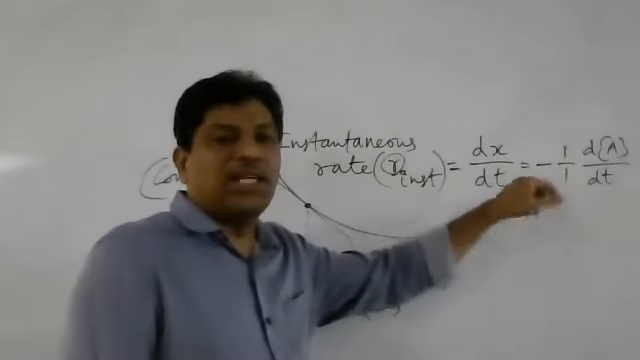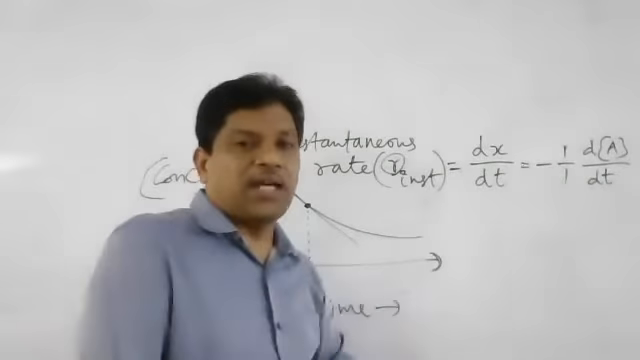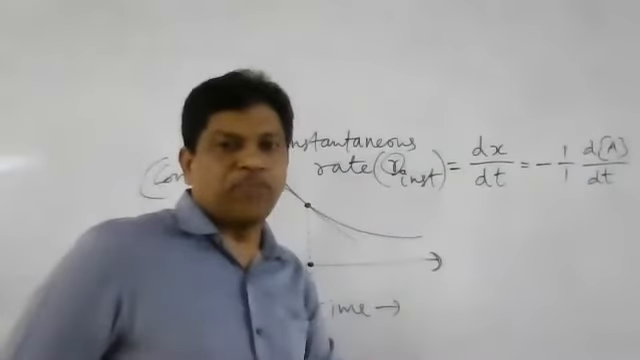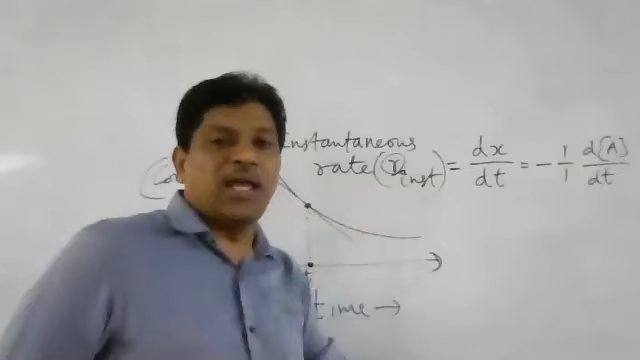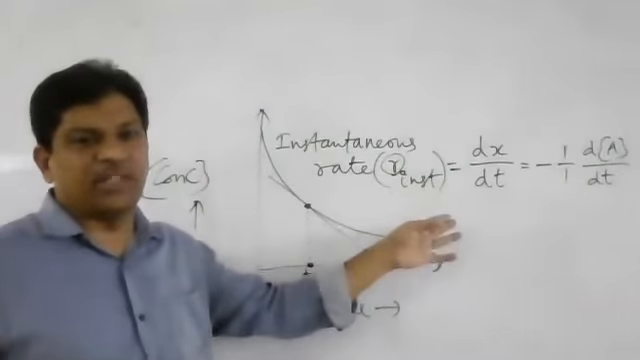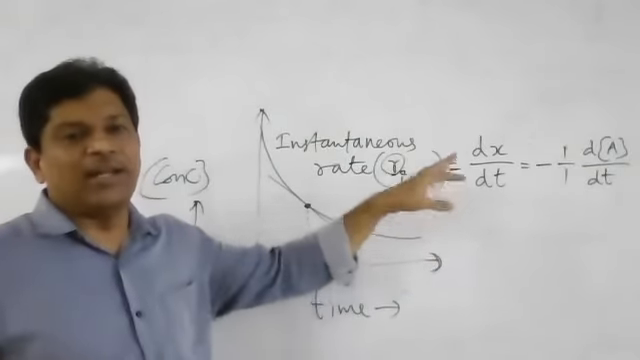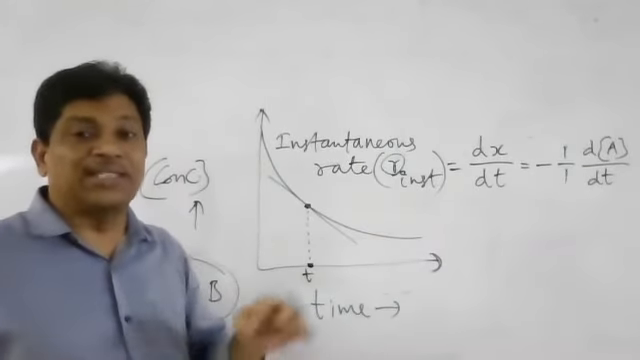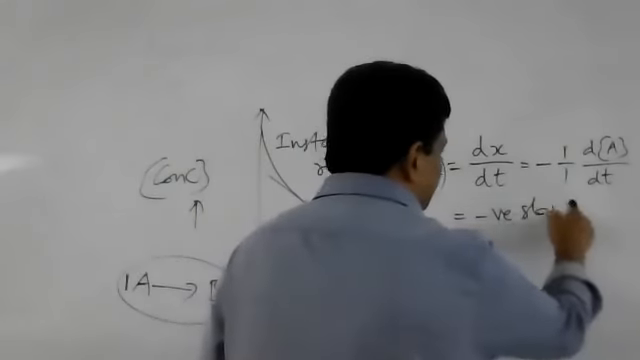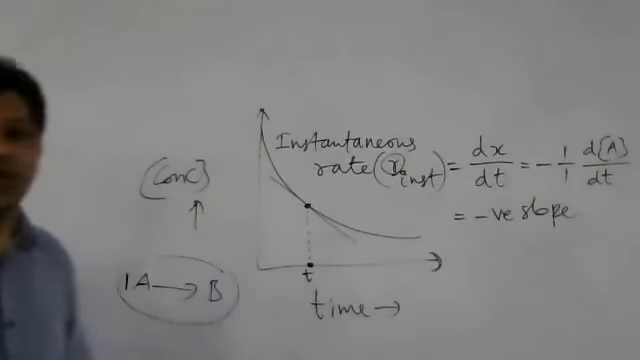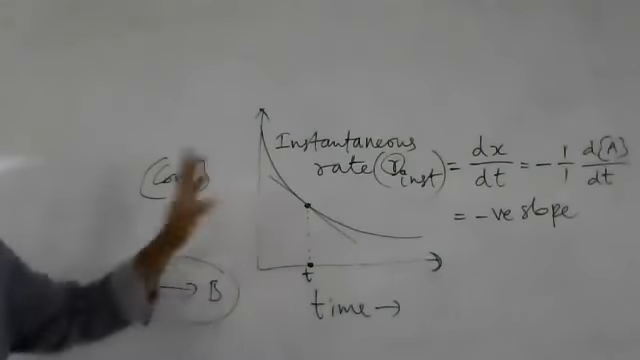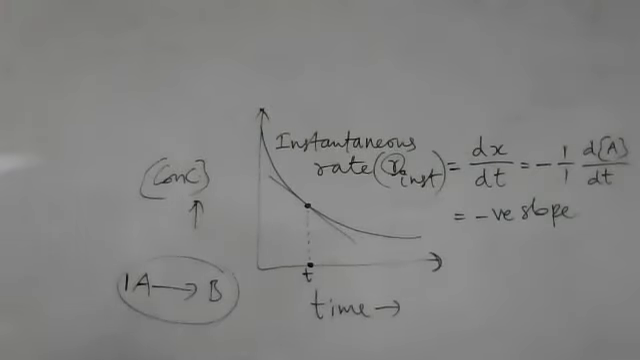Here the minus indicates the decrease in the concentration of reactant. dA indicates a very small change in the concentration of A, and dt is a very small time interval. Is that clear? So the instantaneous rate of reaction is equal to dx by dt, equal to minus 1 by 1 dA by dt, which is the negative slope. So this is the instantaneous rate of this reaction in terms of reactant. Let's take the screenshot for now.